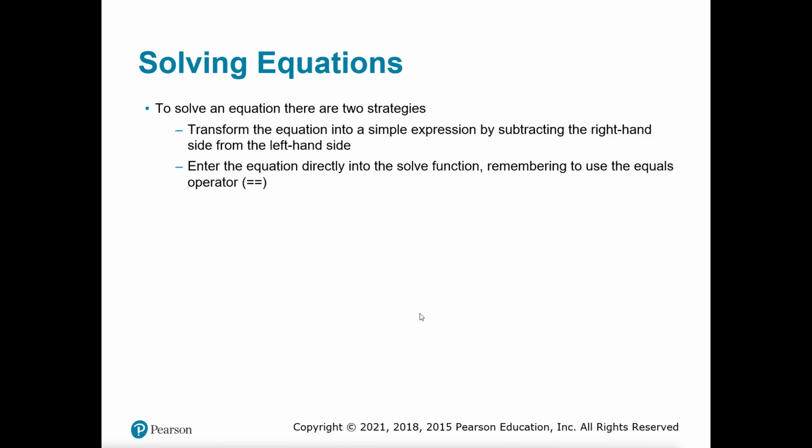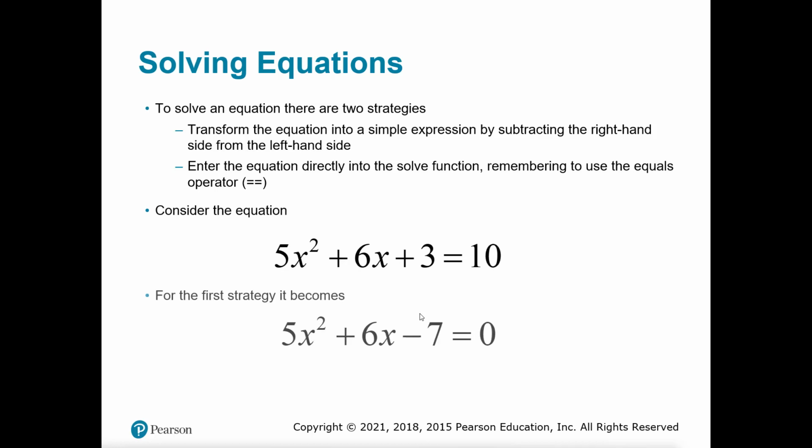Solving equations. There are two strategies to solving equations in MATLAB using symbolics. The first one is you take everything on the right hand side of the equation and move it to the left hand side by subtracting from both sides, or adding if it's negative. The other option is to use the equal operator, which is the double equal sign. For example, here is 5x squared plus 6x plus 3 is equal to 10. Using the first method, we subtract 10 from both sides, and it becomes 5x squared plus 6x minus 7. Then you can plug that in and solve it.